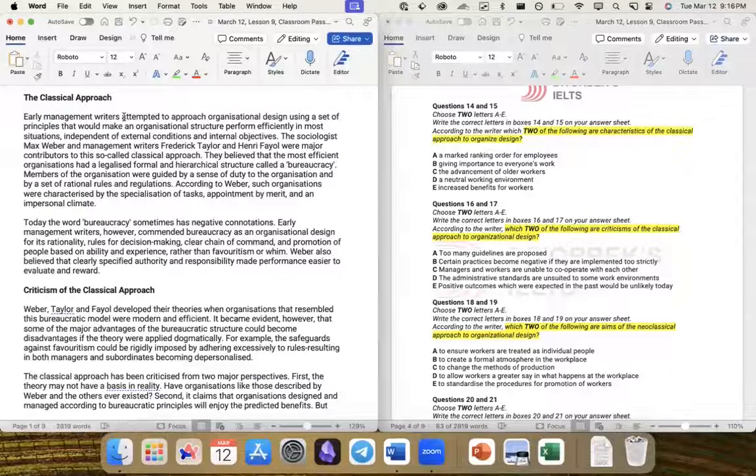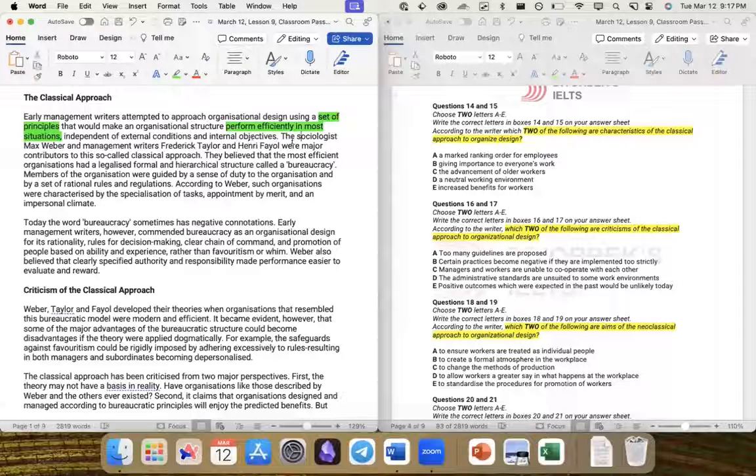Early management writers attempted to approach organizational design using a set of principles that would make organizational structure perform efficiently in most situations, independent of external conditions and internal objectives. Independent of means free from.